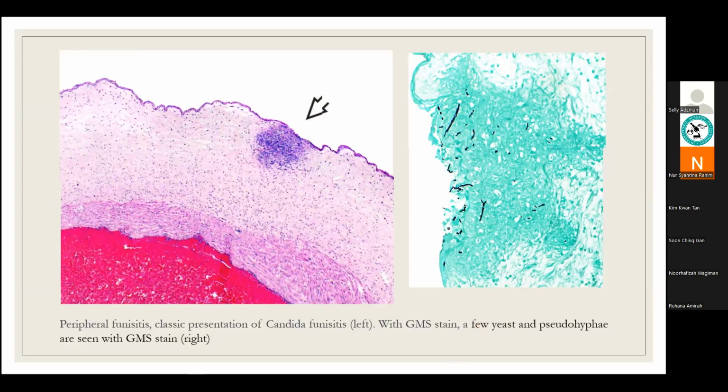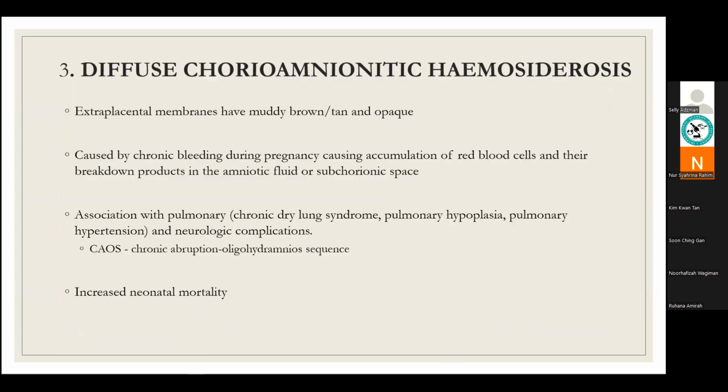Number three is diffuse chorioamniotic hemosiderosis. I personally haven't seen this as well. Usually the extraplacental membrane is a muddy brown, tan-colored, opaque. If you have the full placenta with you, it is caused by chronic bleeding during pregnancy, causing red blood cells and their breakdown product, which is the hemosiderin.